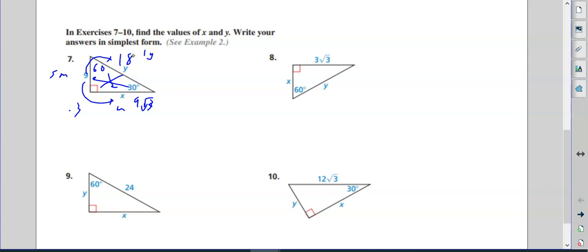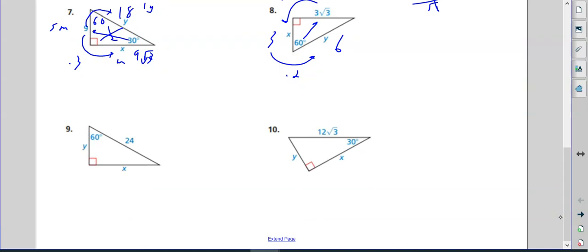Okay, number 8, what side do we have here? We have the medium side. You never want to go to the hypotenuse from the medium, you always want to go to the small. Okay, which means we're going to divide by the radical 3. Well, that's nice because the radical 3's just cancel. 3 radical 3 divided by radical 3. This just ends up being 3. And then going here, you just double it. So that's 6. You always want to try to work from the small side.